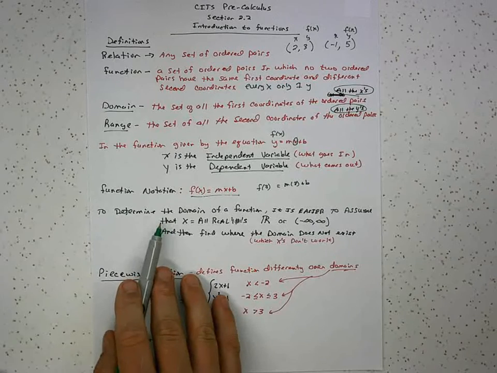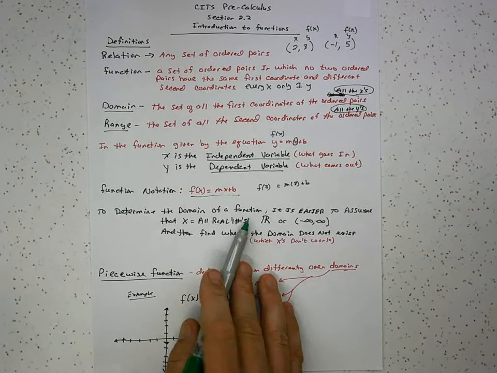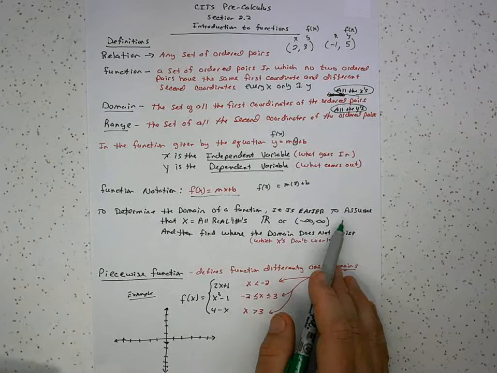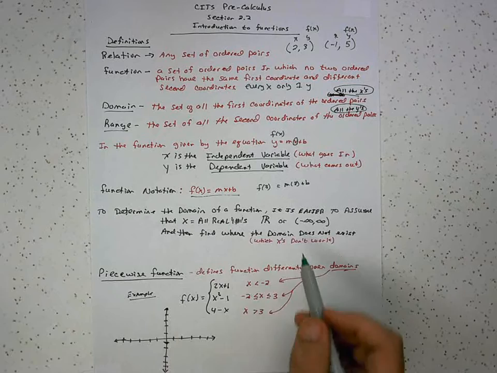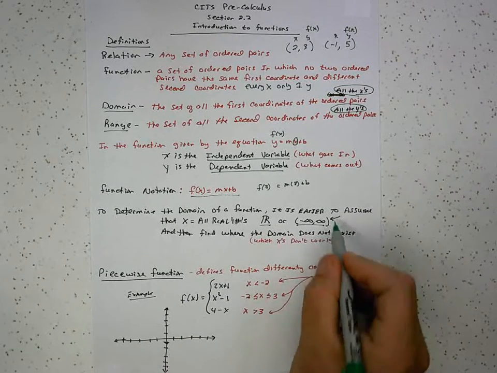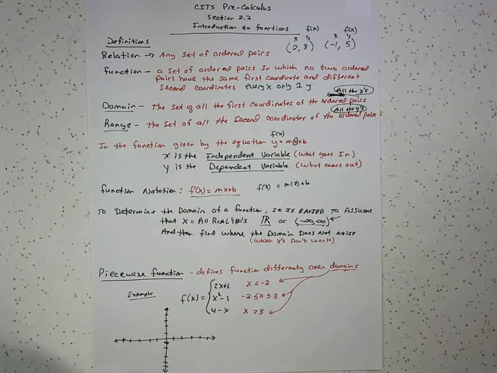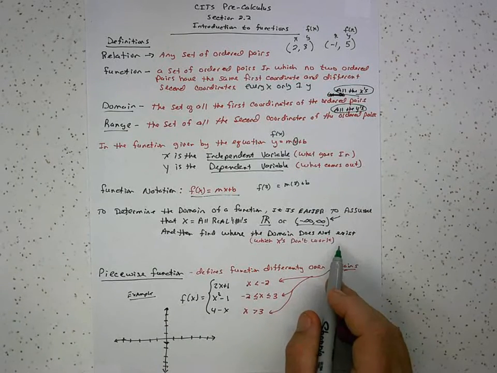Now, to determine domain and range, which is going to be a big part of this section: to determine the domain of a function, it's a lot easier to make an assumption and then find something else. So it's easier to assume that the x is all real numbers, which we can write a couple of different ways. I prefer this way. All real numbers means that I can plug in any x. Then find out what you can't plug in and take that out.